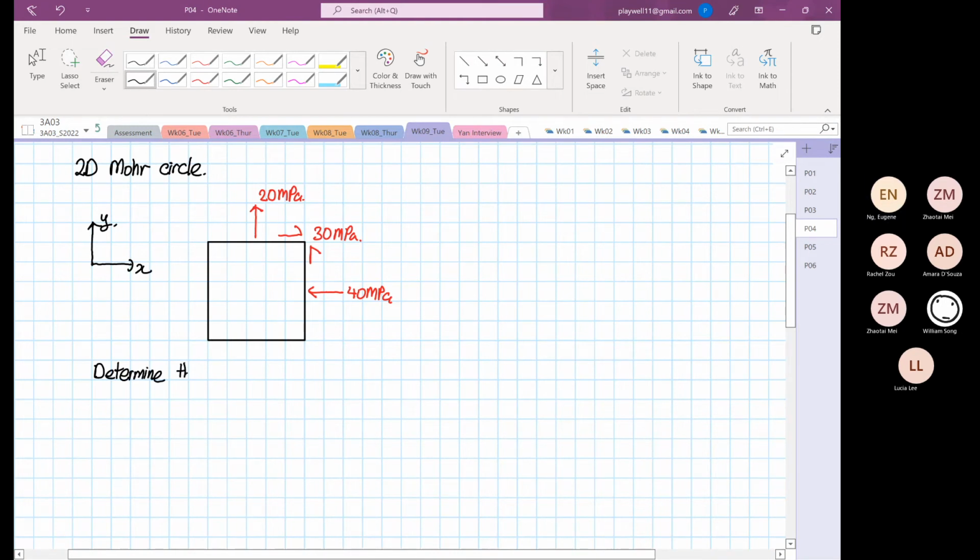the principal, or we are going to find a few things. The average stress, and I'll write this down. Sometimes you see this in questions: average in-plane stress, or normal stress.